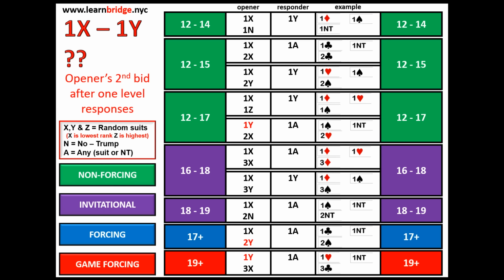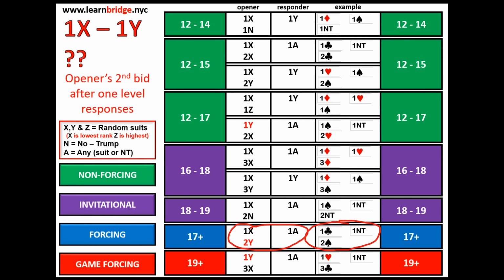Oh, there's a good question here. One diamond, one heart, one spade. Isn't it a reverse? It is not. A reverse actually happens, and I'll go to the chart actually. This is a good question. Here is a reverse. And a reverse is always going to occur at the two level. And it's going to be where we open a lower ranking suit and then bid a higher ranking suit at the two level.